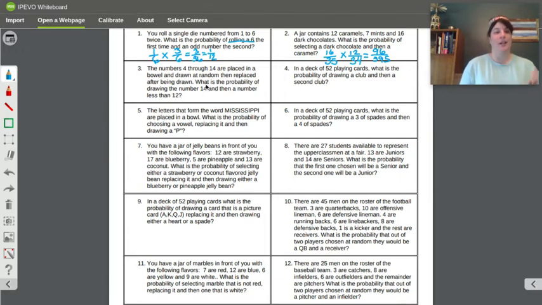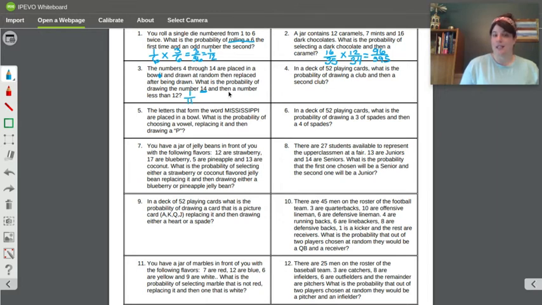So once again, we are not replacing the number in between. We're just taking one out and keeping it out, taking another one out. So our first number we want is 14. And we have numbers 4 through 14 in the bowl. So there are 11 numbers in this bowl, 4 through 14. So there's only one number 14, so that would be 1 out of 11.